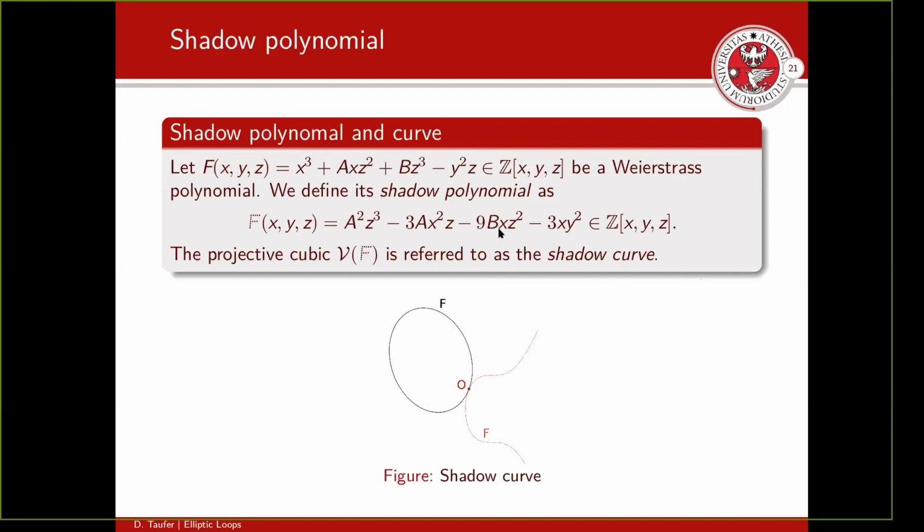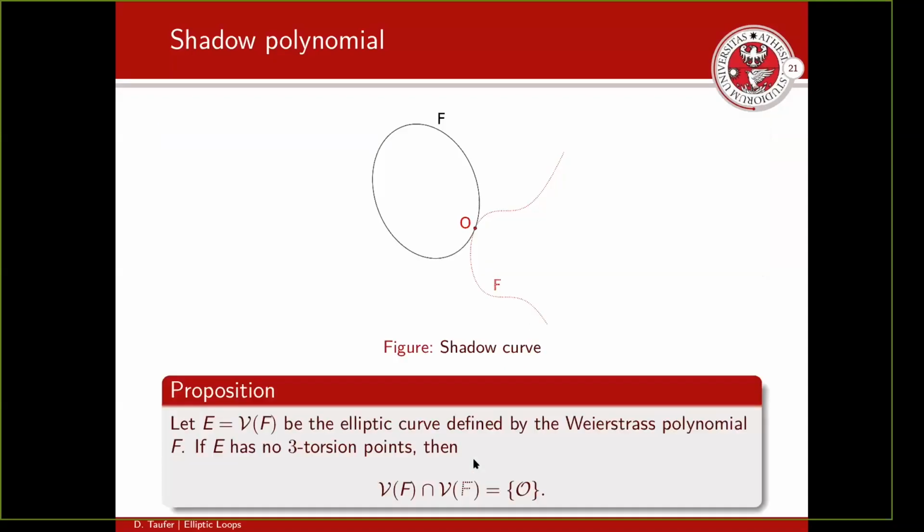We have called it shadow because you may construct it directly if you know A and B, but it is not studied in the literature, and it is called shadow because it stays behind the main polynomial. Nobody can see it if the main polynomial is in front of it. But also because there is this proposition here, which says that in the absence of 3 torsion points, the elliptic curve and its shadow curve do not intersect apart from the point at infinity. So this is really like a shadow: they just touch in one point, the point at infinity.